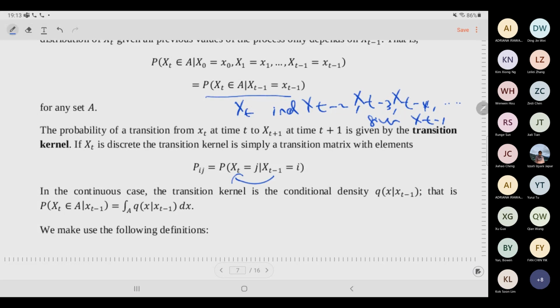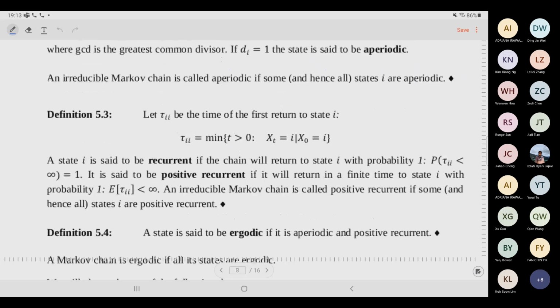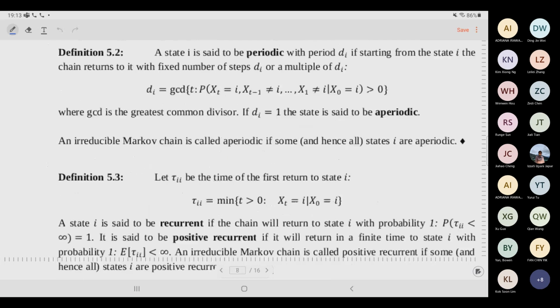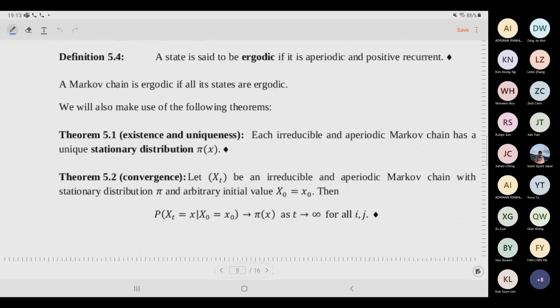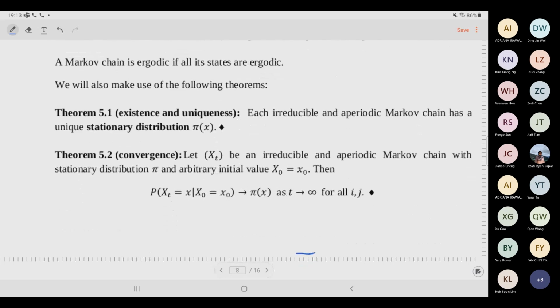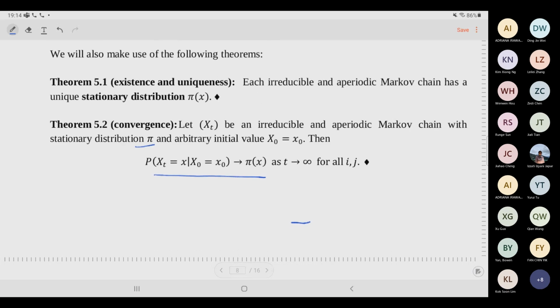Or if you have a continuous case, then we have the integral. This part you can read on your own. You have a lot of definitions. The most important part here is the convergence. If you have all the properties of this Markov chain, and you have a stationary distribution pi, then this Markov chain will converge to pi as t goes to infinity. So as time goes on, this Markov chain will converge to the stationary distribution pi. This is what we want, this important part.